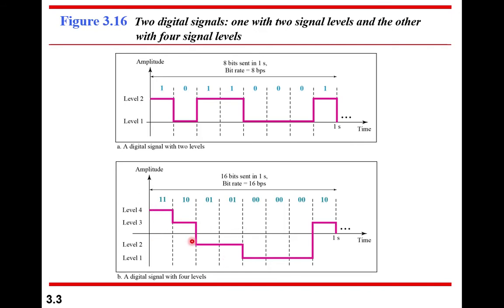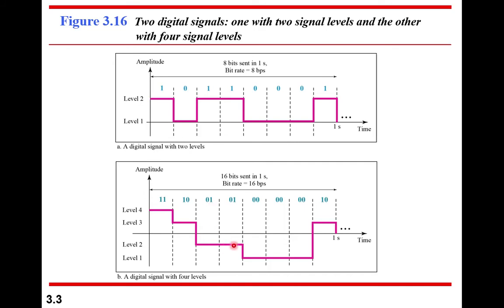Similarly, here this signal has 4 levels: level 4, level 3, level 2 and level 1. Suppose level 4 is representing double 1. Here it is level 4, representing 11. Suppose level 3 is representing 10, 2 bits. And level 2 represents 2 bits, 01.